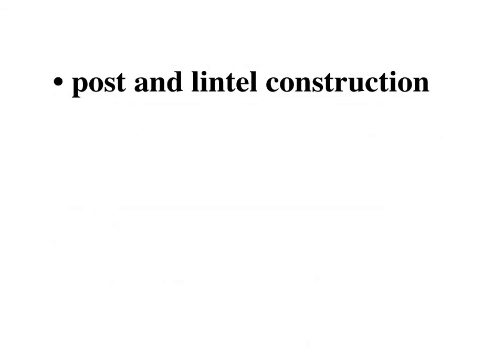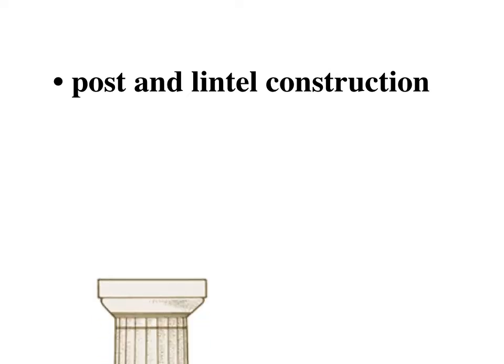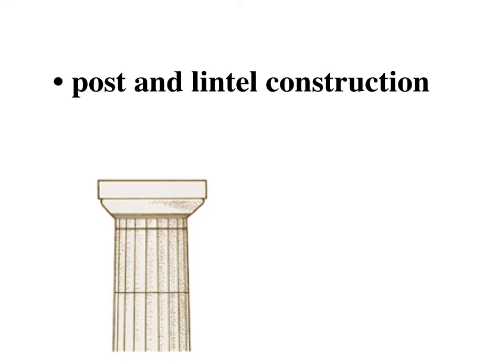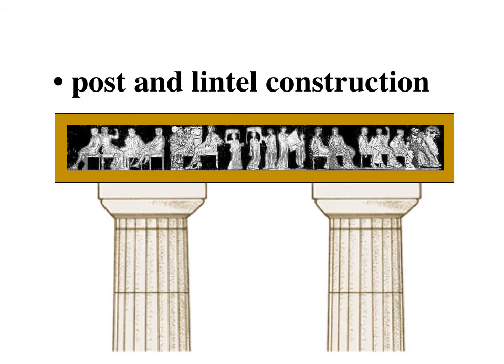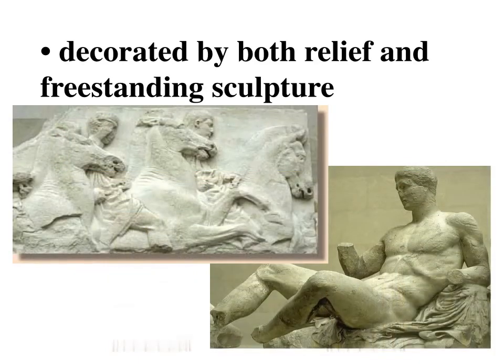As I mentioned before, it was post and lintel construction, which means two columns with a lintel across them. And of course, on that lintel was where many of the sculptures were placed. So we have a number of slides here to give you examples of those. The one on the left would be called relief, but the one on the right, the Dionysus, is a freestanding sculpture.